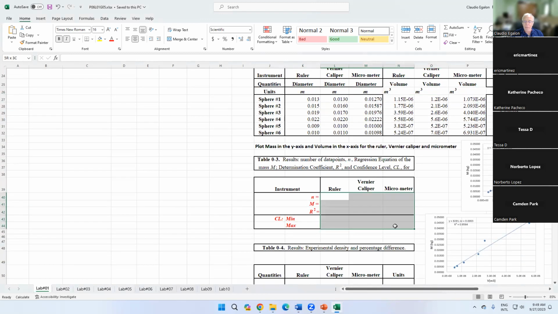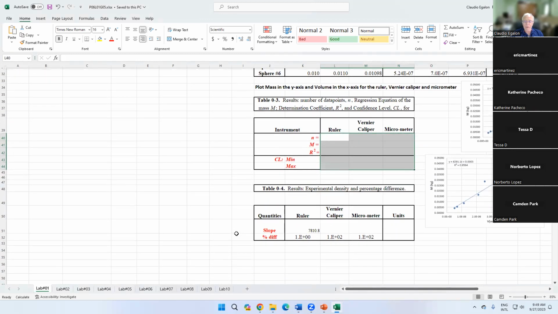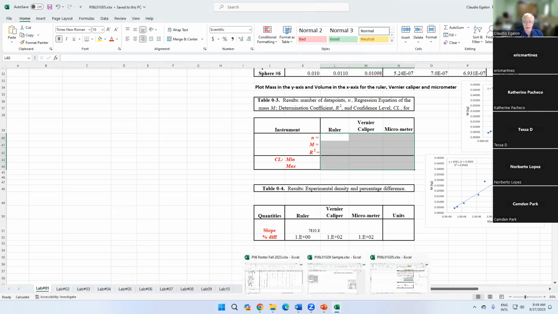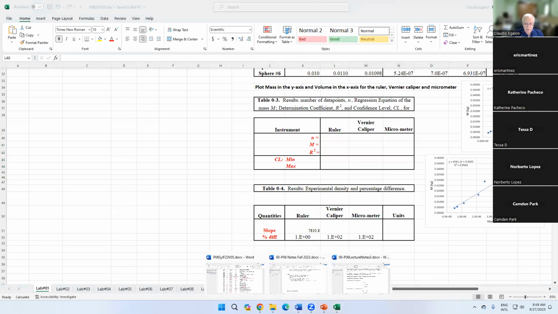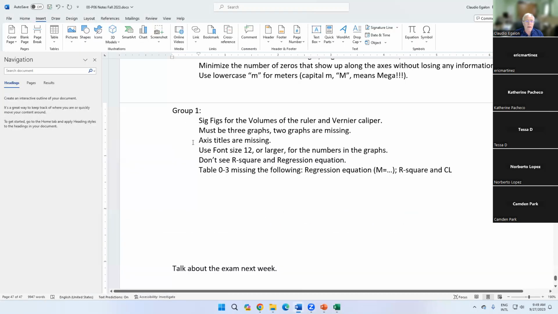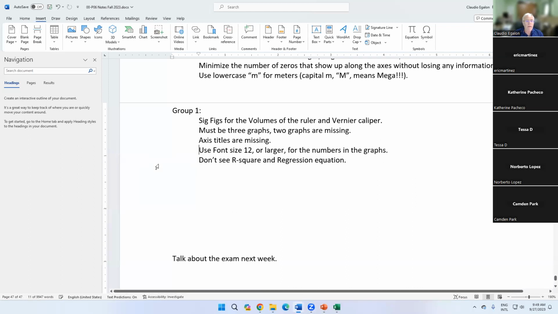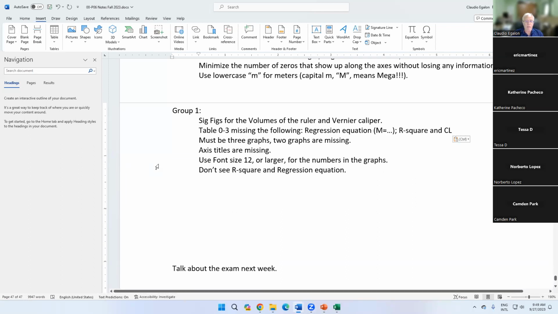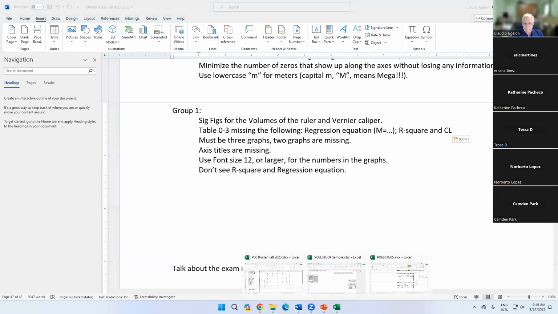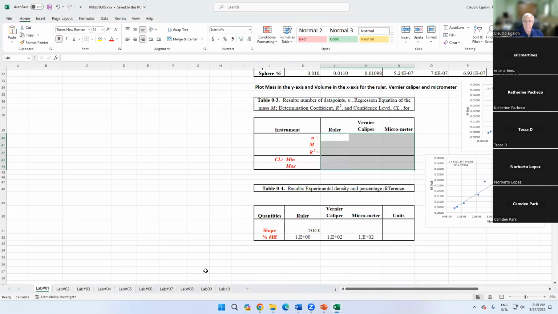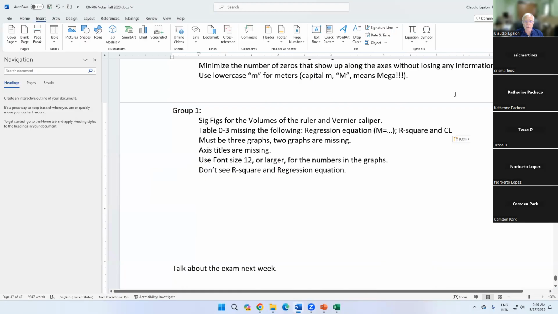Oh, and now we need to fill up table 0.2, right? So let's see. Table 0-3 missing. Oh, and almost everything, right? The table is missing the following: n, regression equation, r squared, and CL.